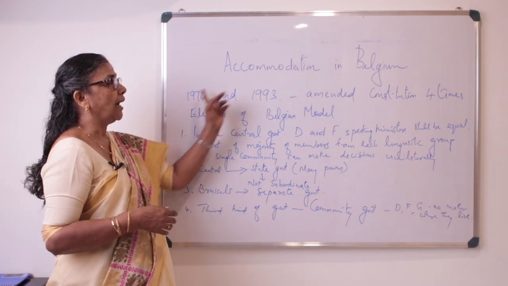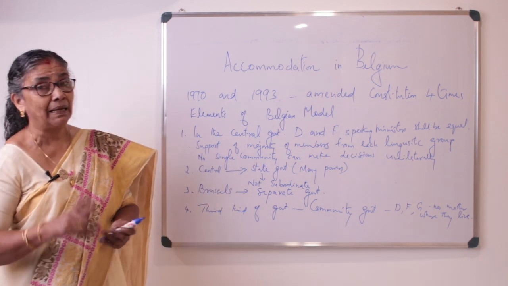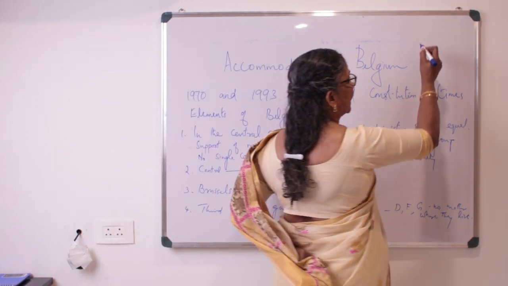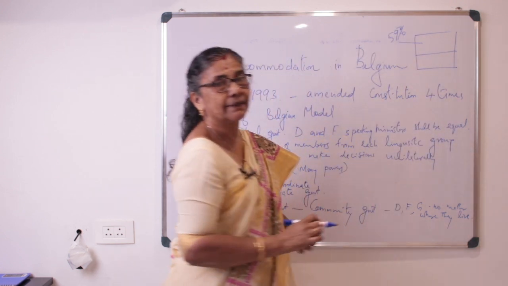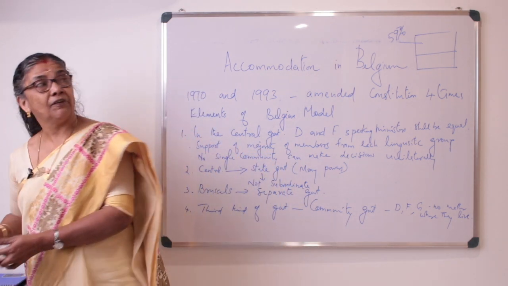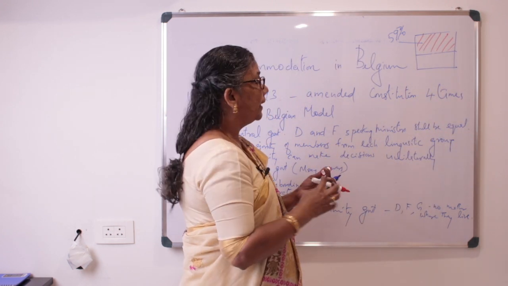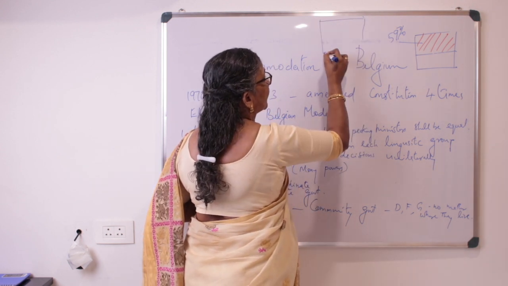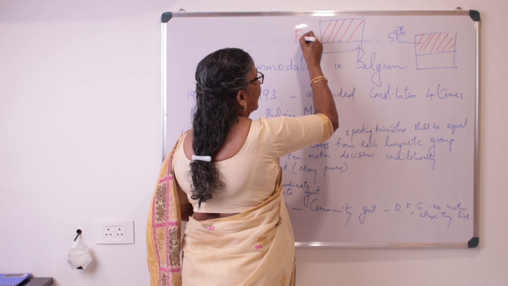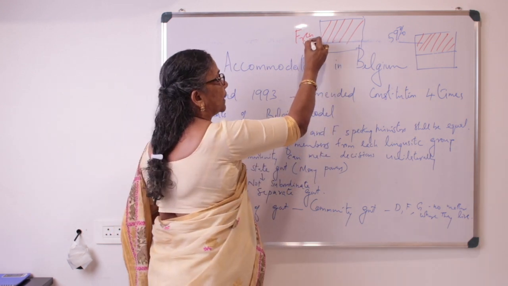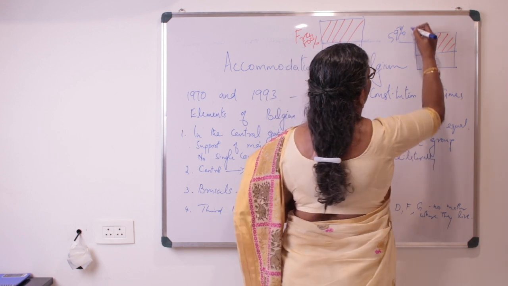First point of accommodation in Belgium is that they made a central government. In the central government of Belgium, we have already learned that Dutch speaking people are the majority, about 59%. We learned in the first session that about 59% of people were Dutch speaking people. And in Brussels, about 80% of people were French speaking people. So French were the majority in Brussels, and 59% of people in Belgium are Dutch speaking.